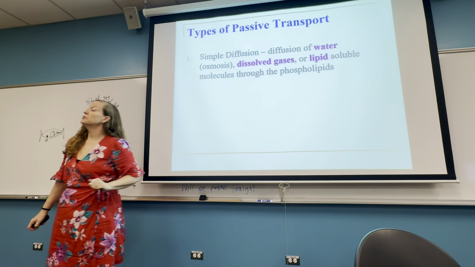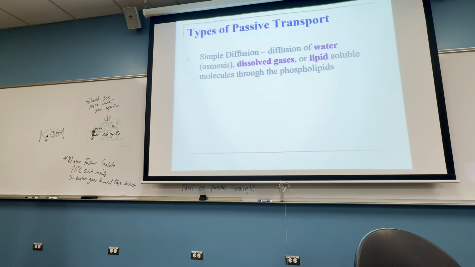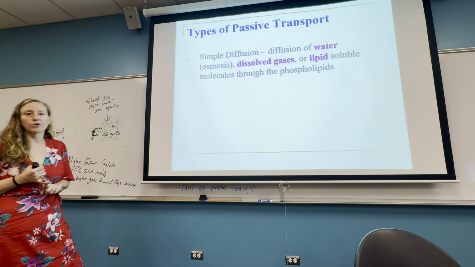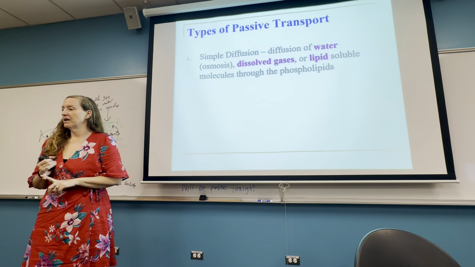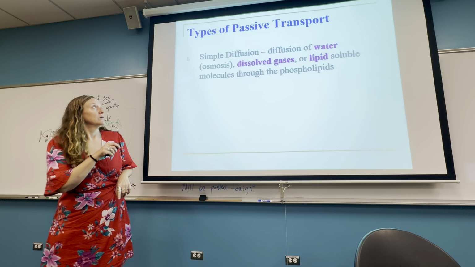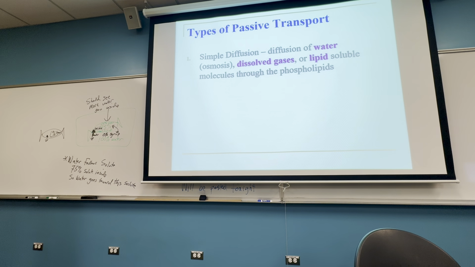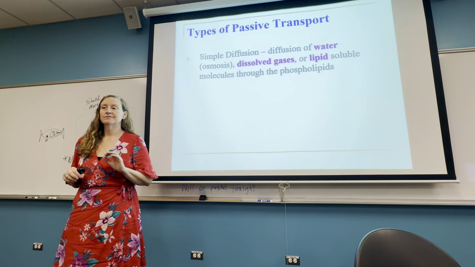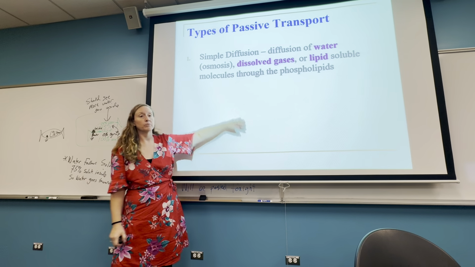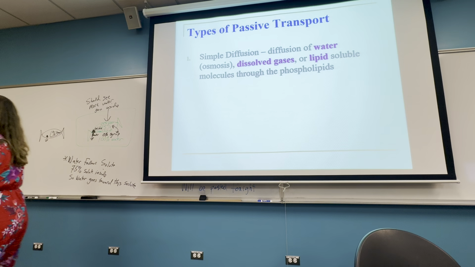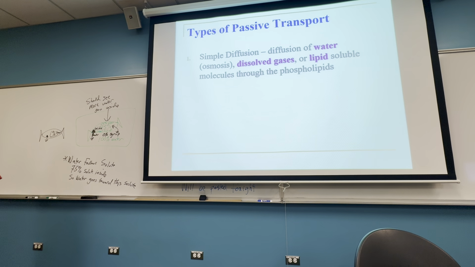We have what's called simple diffusion. The diffusion of water, because water is so very important to making and breaking molecules, gets its own special name called osmosis. Osmosis is the diffusion of water from high concentration to low concentration, down the concentration gradient. All of these, again, are high concentration to low concentration, no energy required, easier.